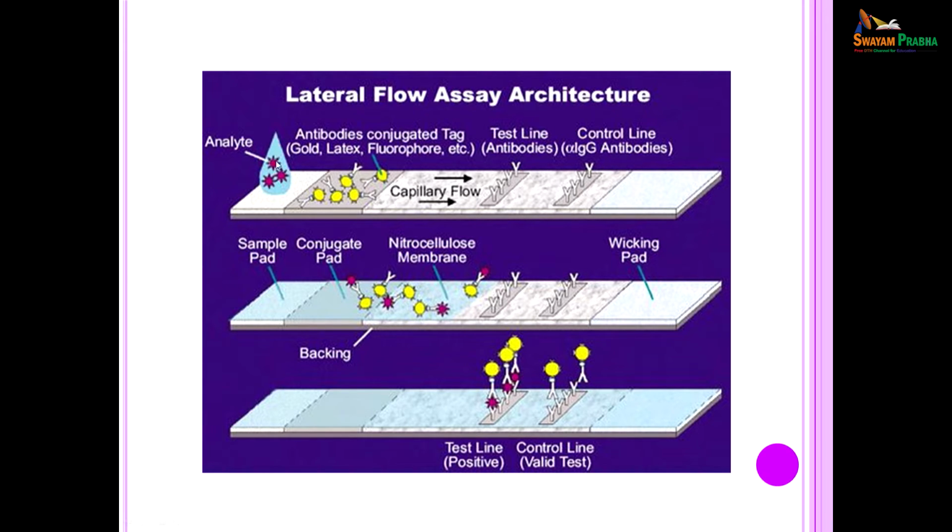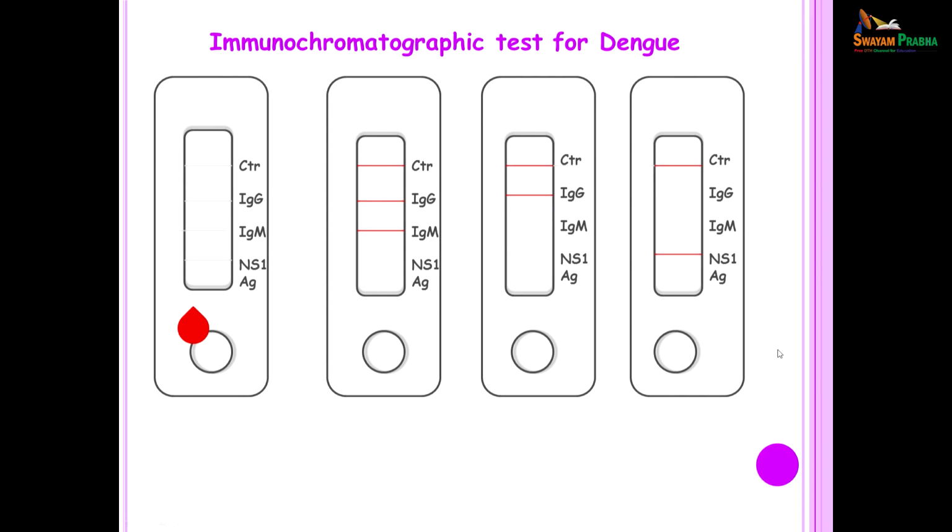Now, the patient sample is added to this pad. It will combine with the antibody over here, and this antibody will then combine with the specific antibody, and there is a control line. This control line is only to determine whether the test is valid or not.